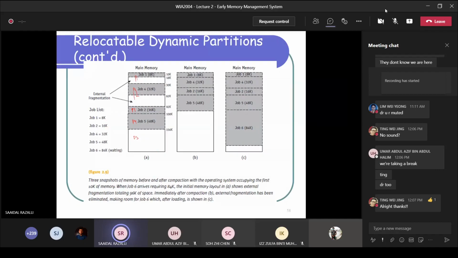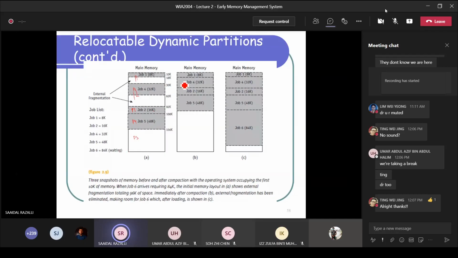So job 1 is 8K here, job 2 is 16K here. Remember this, I think this is the best fit. Job 3, job 4, job 2. Where's job 3? There. Jobs 1, 2, and 4, and here is 32K. This external fragmentation is unused. Job 5 is 48K. Job 6, 84K, is waiting.